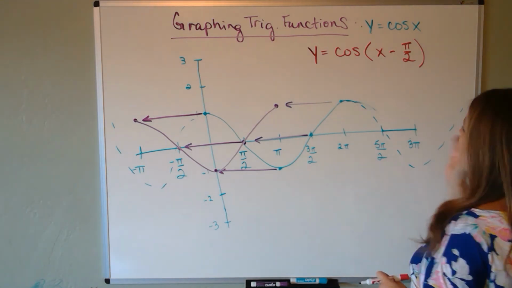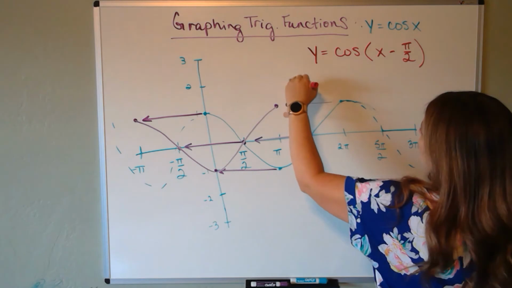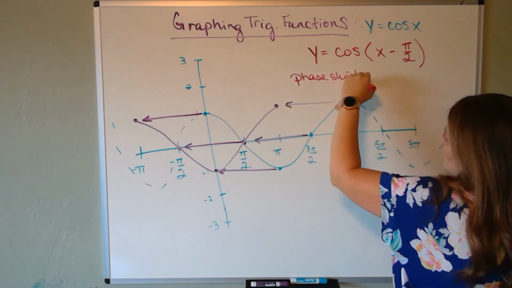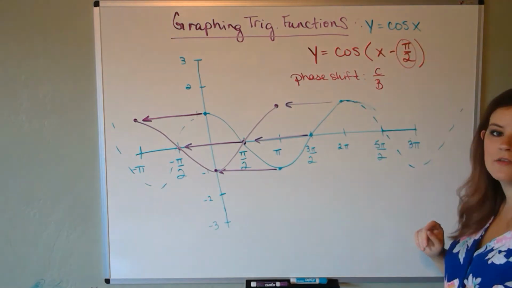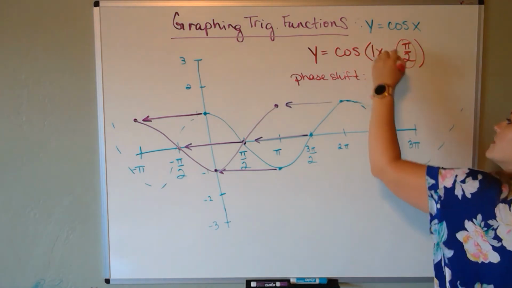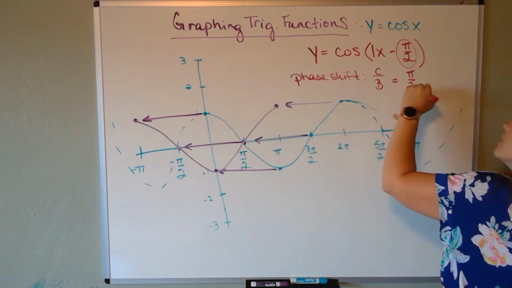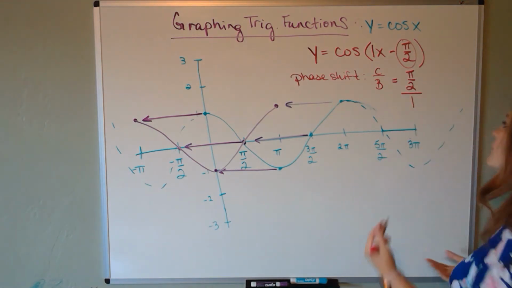All right, so x minus pi over 2. All we're changing is the phase shift. Remember, the phase shift is always C over B, this being your C value. You know where B is, it's right here. For us, it's 1 in this case again. So I get pi over 2 over 1, which is just pi over 2.